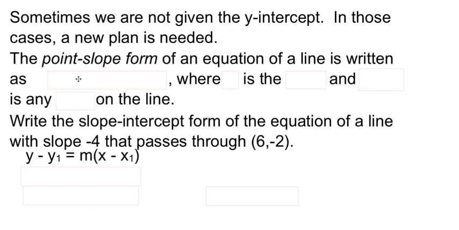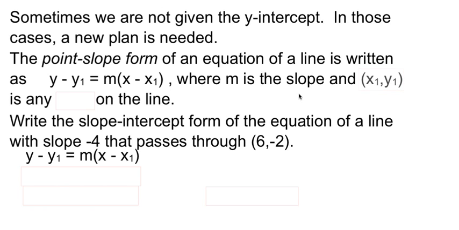The point-slope form of the equation looks like this. Y minus y1 equals m, the slope, times x minus x1, where m represents the slope again, and (x1, y1) is any point that is on the line. Notice the distinction here. I don't need the y-intercept like I did in the other form. Here, any point will do.